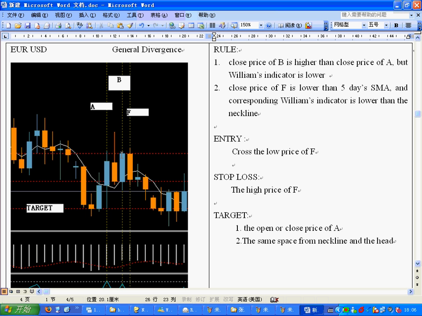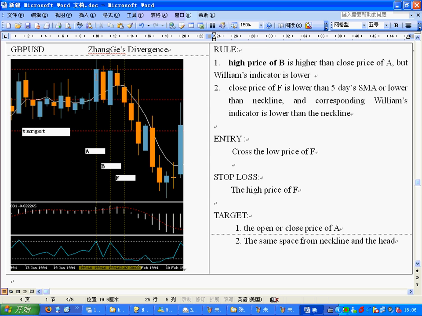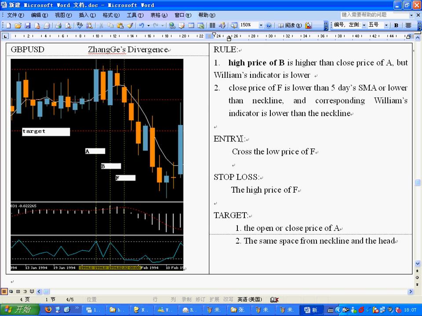In the general rule the close price must be higher than the close price, but here we just demand that the high price of B is higher than the close price of A, and the Williams indicator is lower. You can see that here. And the close price of F is lower than the 5 days SMA or lower than the neckline, a little different from the general divergence. Also the corresponding Williams indicator is lower than the neckline, just as I explained before.